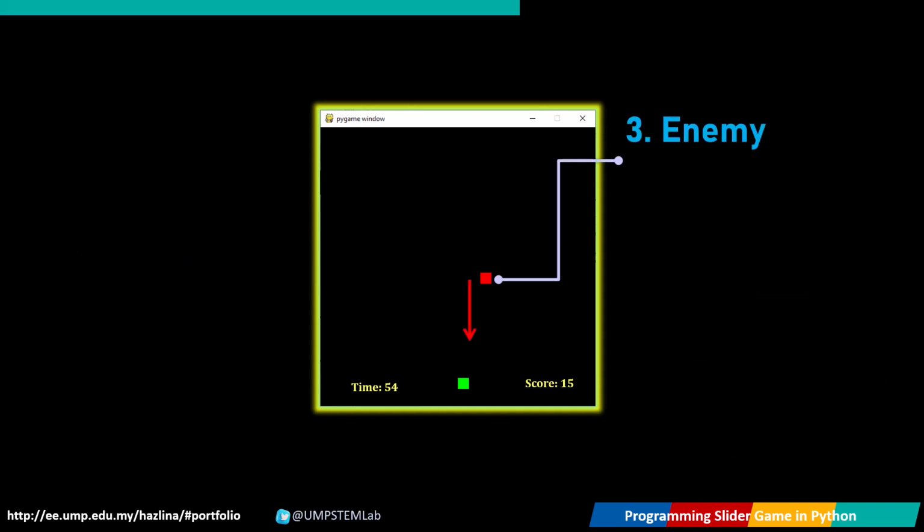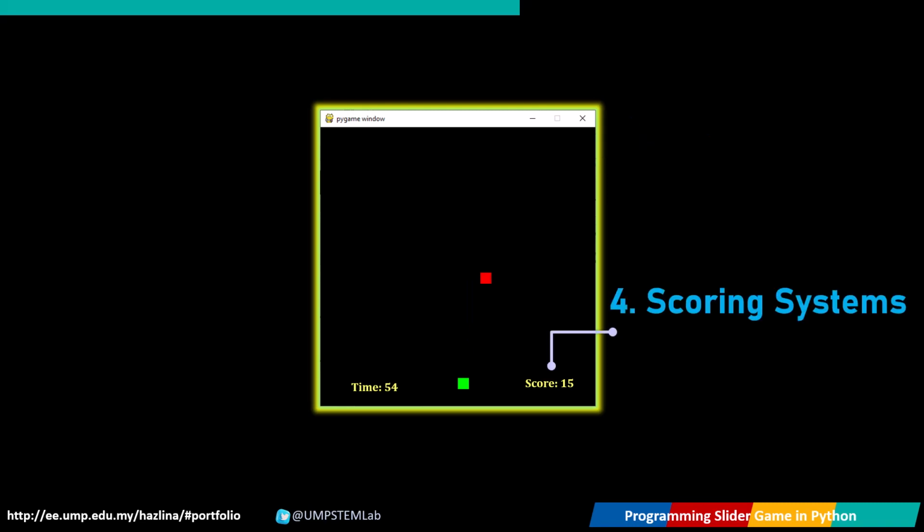Thirdly is the enemy, whose size is the same as the player and which falls from the sky in a random X position and in the Y direction. Next is the scoring system. Every time the player hits an enemy, the score will increase by 1. This score is displayed within the game window.